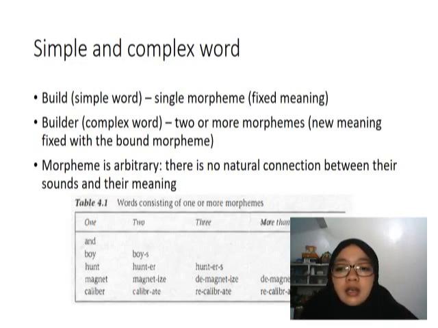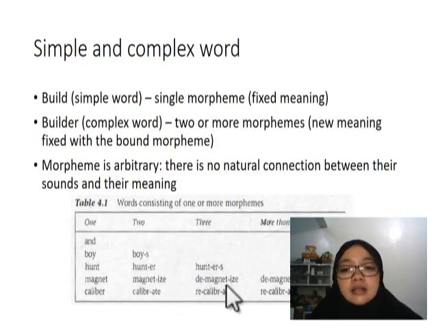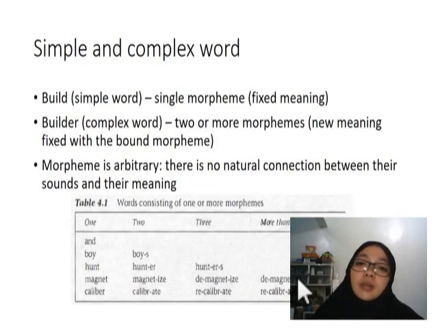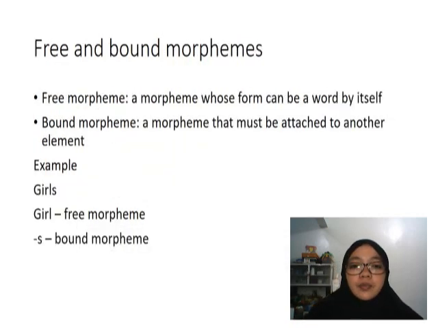And then the next. When we see the table here, there are so many words that consist of more than one morpheme, like boy, boys, hunt, hunter, hunters, magnet, magnetize, demagnetize, and so on. So there are so many words with their combinations. It means that one word can consist of more than one morpheme. Okay, you got the point?